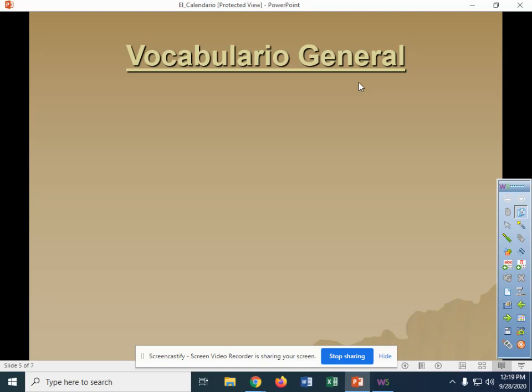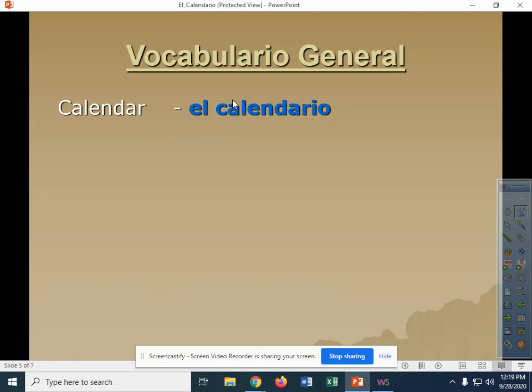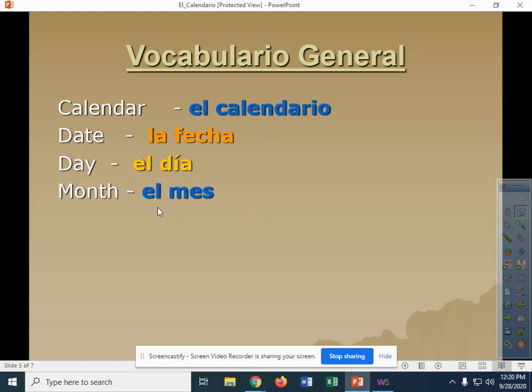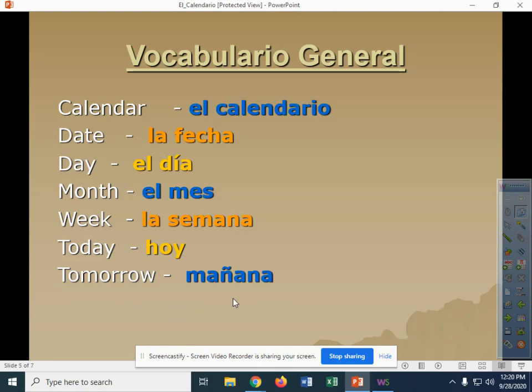So here are some words that will help you with this unit. El calendario. La fecha. El día. El mes, la semana, hoy, mañana, ayer.